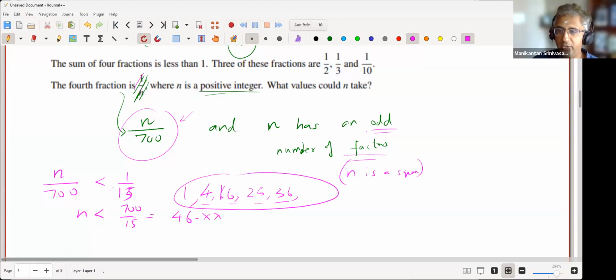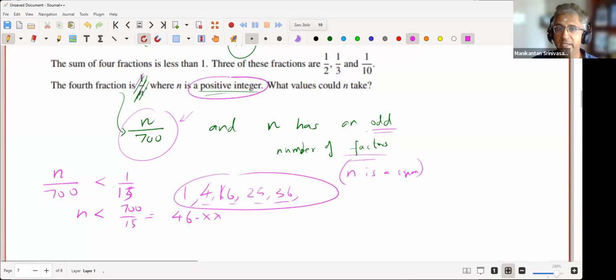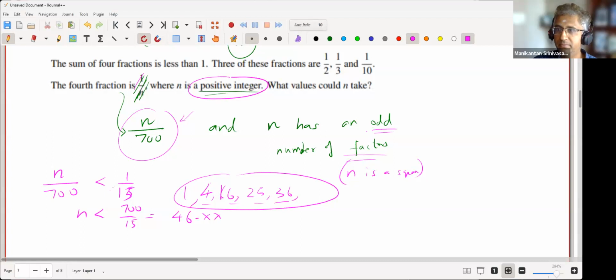Yeah, Nitya, go ahead. Can we add 0 in the list since it doesn't say it has to be a positive factor? N is a positive integer. In a different question, suppose, yeah, 0 is a perfect square. Yes, you can have it. So suppose it says n is a non-negative integer or n is just an integer, then you should include 0 also. Okay. But then it becomes a little difficult.